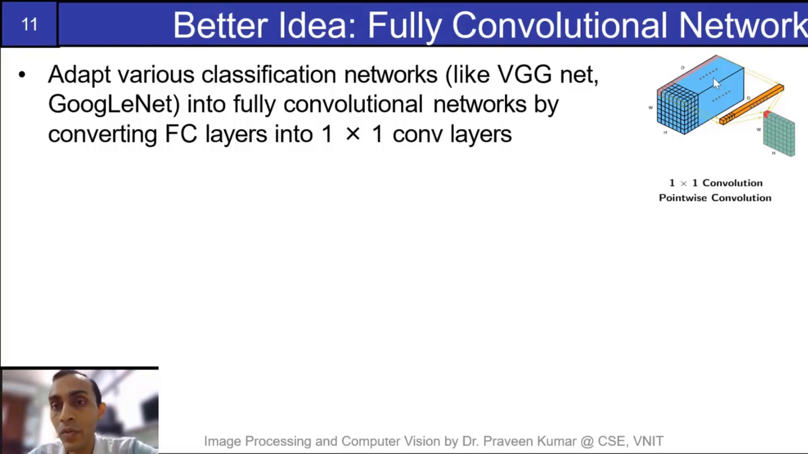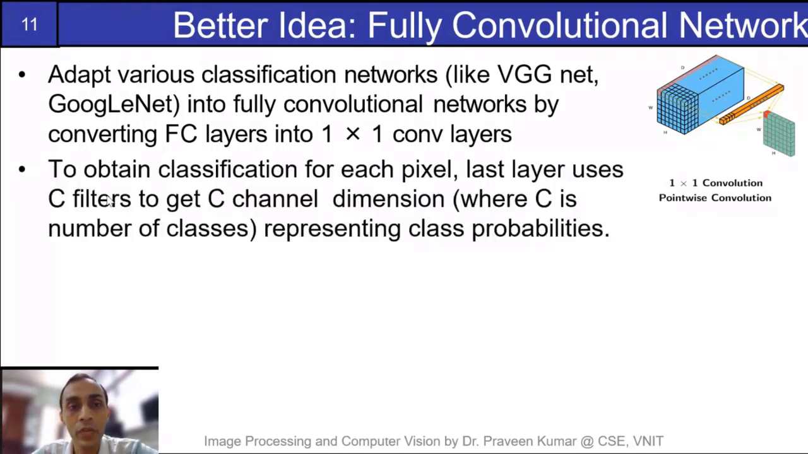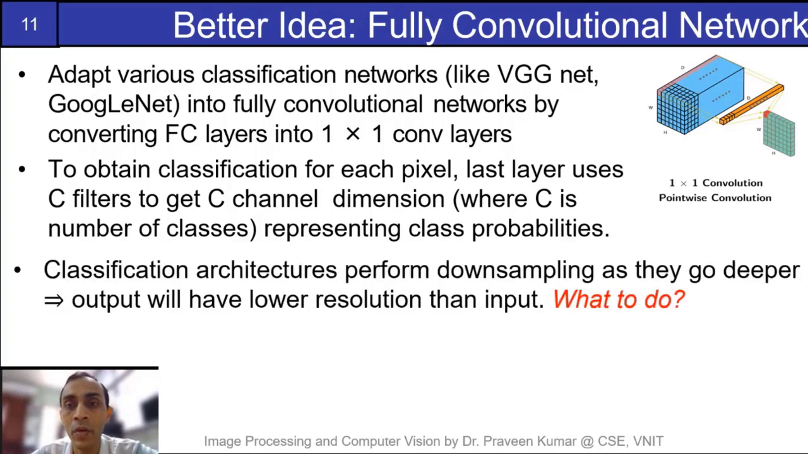So that is how this entire thing will get reduced to W cross H by using these 1x1 filters. And if you want C number of classes, we can have C number of such filters, so that the channel dimension of this output layer becomes W cross H cross C. So that is how the last layer uses C filters to get C channel dimensions representing the class probabilities. And again, we will be using the maximum out of all those C channels, whichever gives the maximum probability will be the label for that particular pixel.